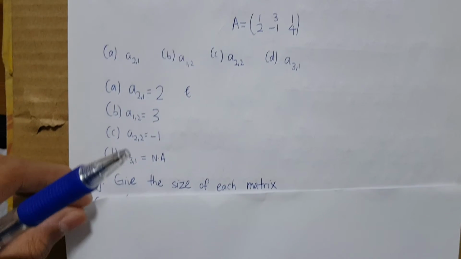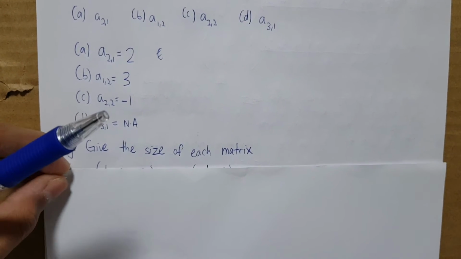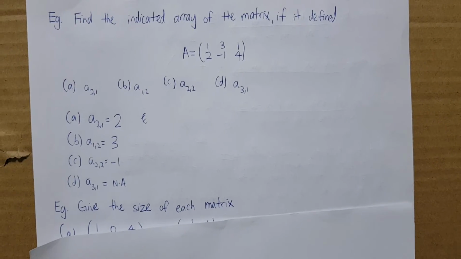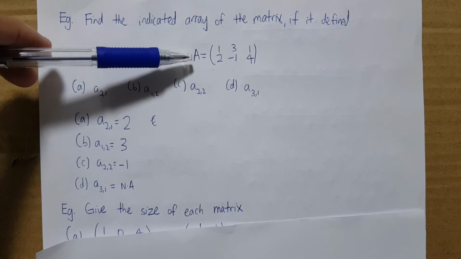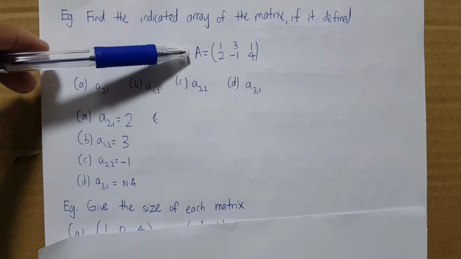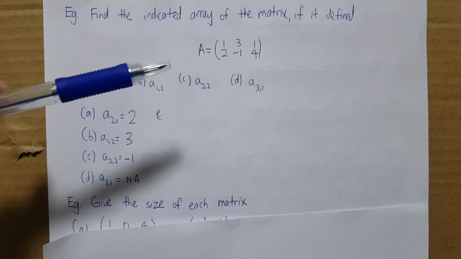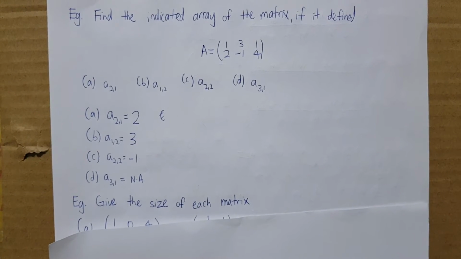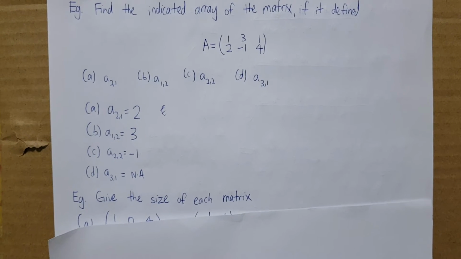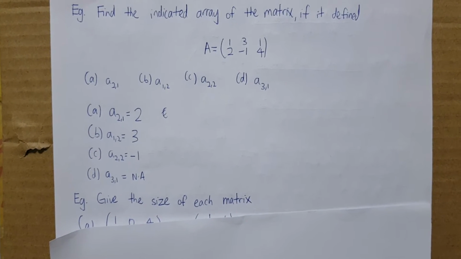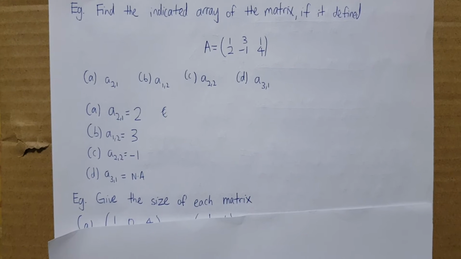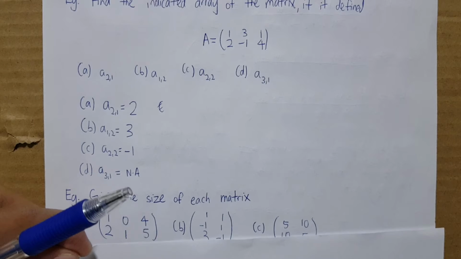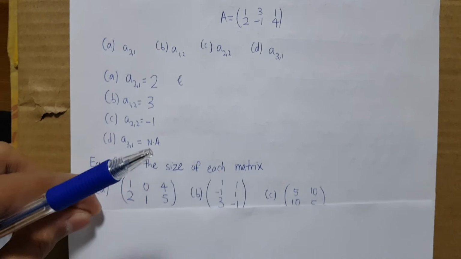Now let's go into this. How do we know the size of the matrix? First, let's take a look at this example. As you can see, the size of the matrix is based on the rows and columns. So what is the size of this matrix? It has 2 rows and 3 columns. So we call this a 2 by 3 matrix, or 2 times 3 matrix. Let's go into details to understand more.